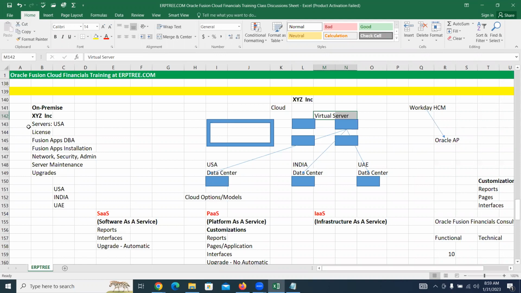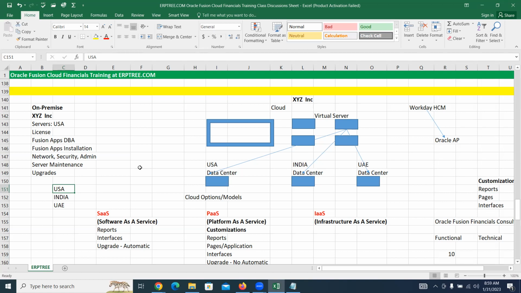How? Let's take this case. A client is using their own servers. The servers are residing in USA. The business users are working from USA, India, and UAE. The users who are connecting to that physical server, since they are in USA, may have a great experience. They connect, the server responds, and they have a great experience in accessing the servers.